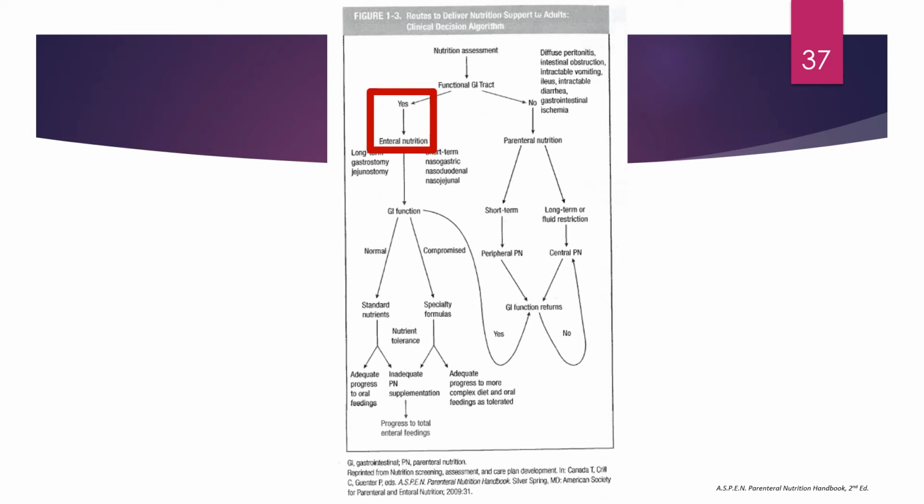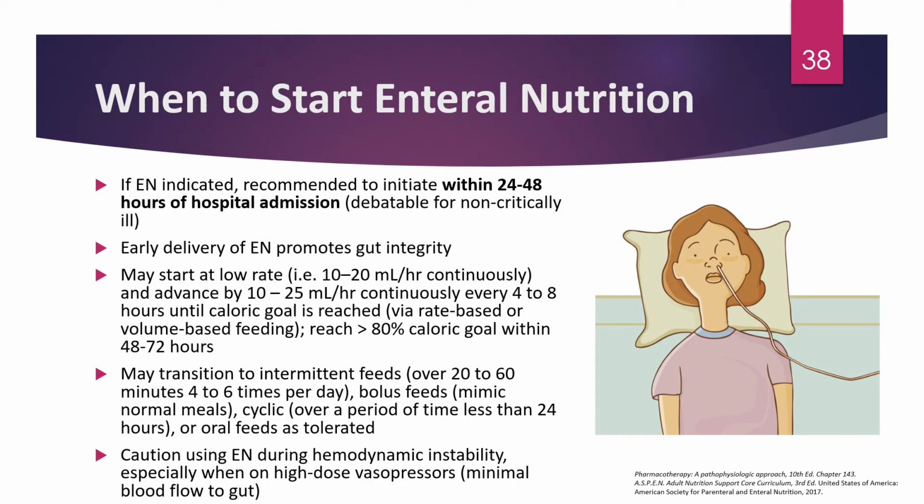So usually, whenever we're looking to see if a patient is eligible for tube feeding, the main factor again is a functional GI tract. That's what we want to see to be eligible for tube feeding. When do we start enteral nutrition? So we can actually start enteral nutrition as soon as we can in any type of patient. It's typically recommended, once you have a patient who might be eligible for enteral nutrition, to start it relatively quickly, within 24 to 48 hours if they're going to be in the hospital.